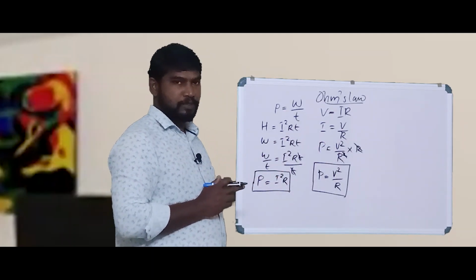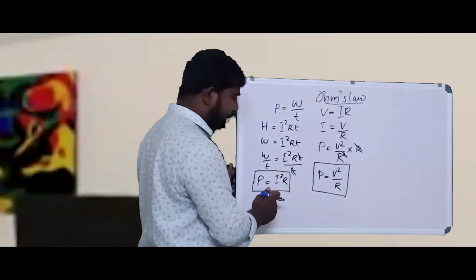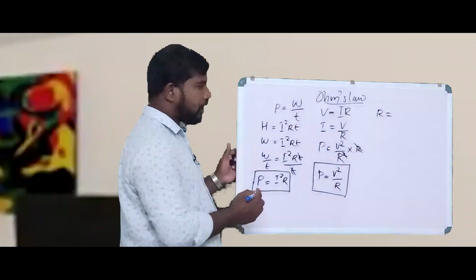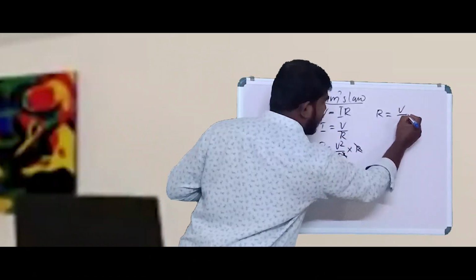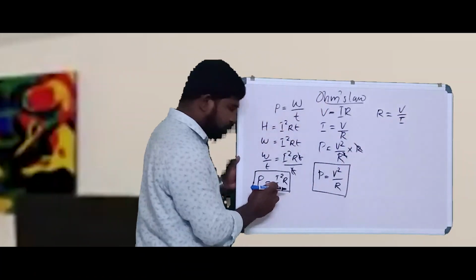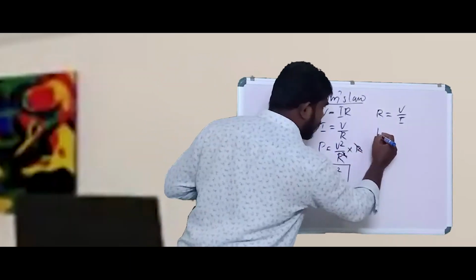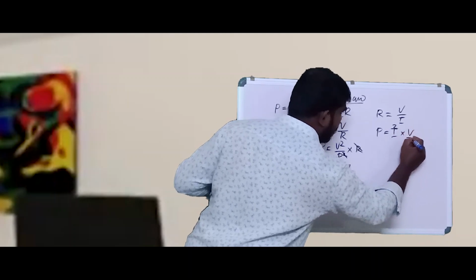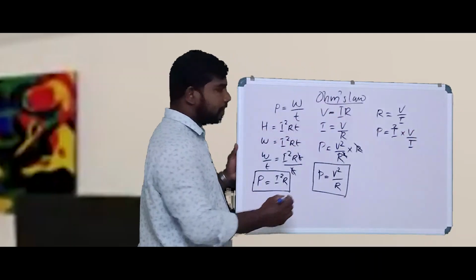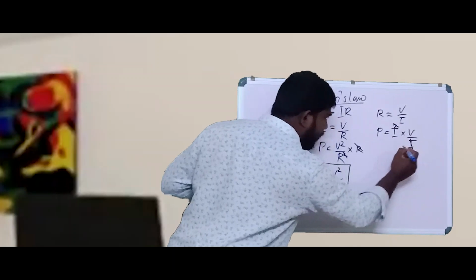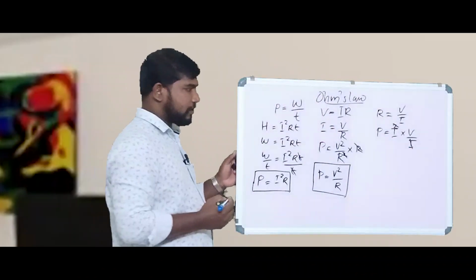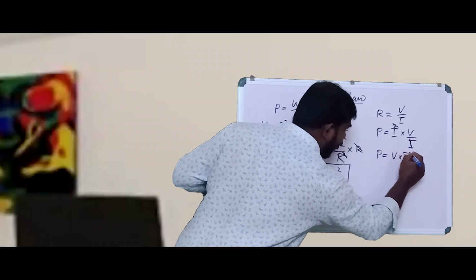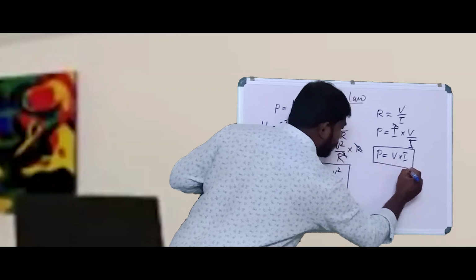Again, from Ohm's law, R is equal to V divided by I. Substitute here for R: P is equal to I square into V by I. Here also this I square and this I will cancel. Then we get P is equal to V into I. This is the third equation.